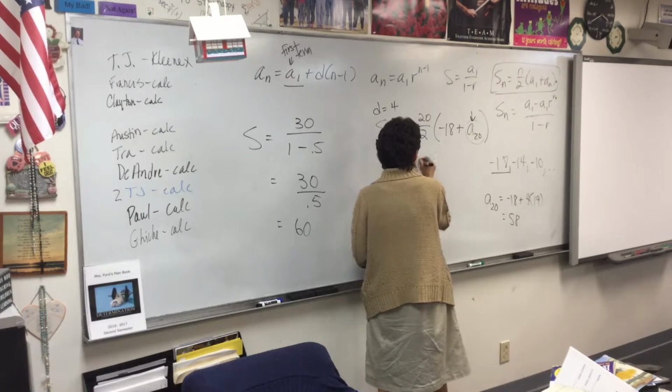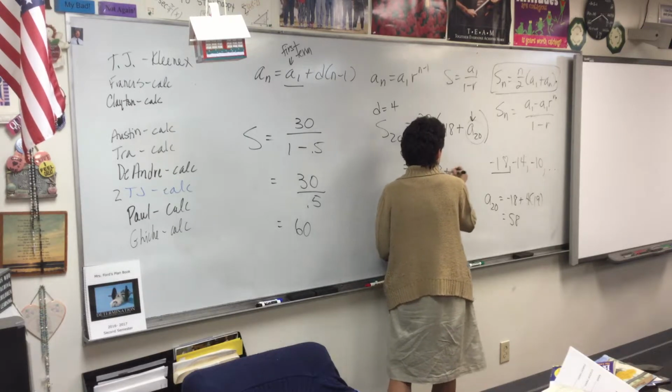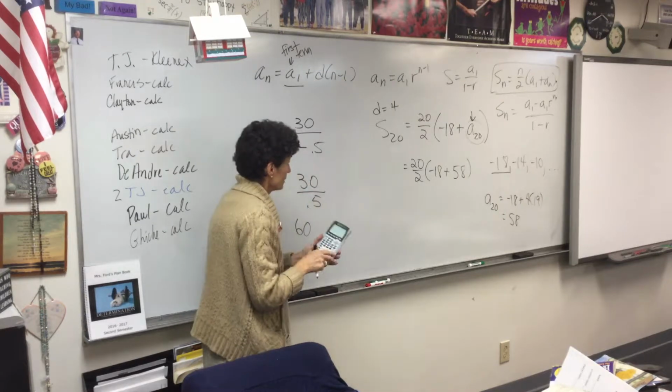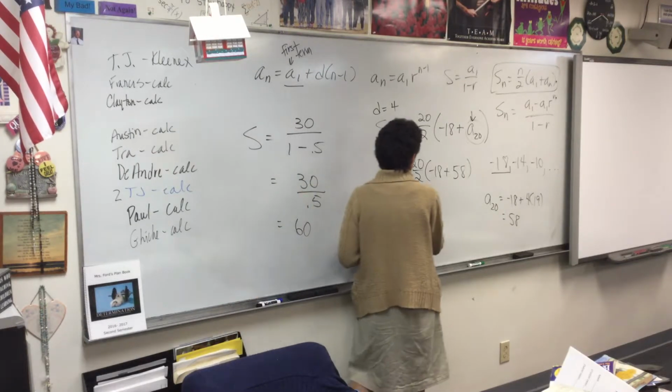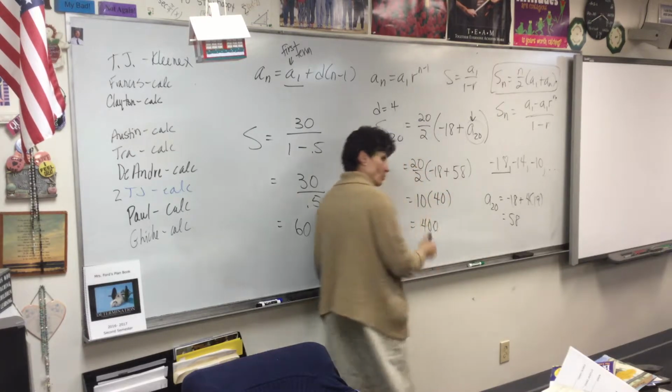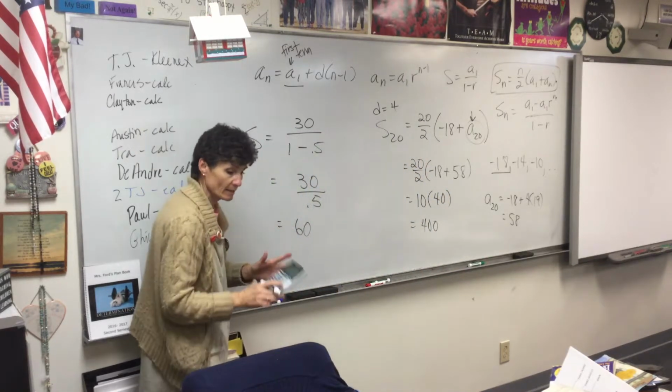So I'm going to have 20 over 2 times negative 18 plus 58. So that's going to be 10 times 40. So the answer is 400. So yeah, it's a positive answer, final answer.